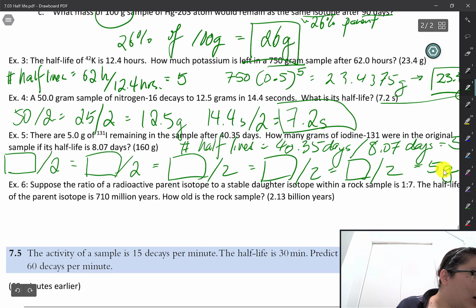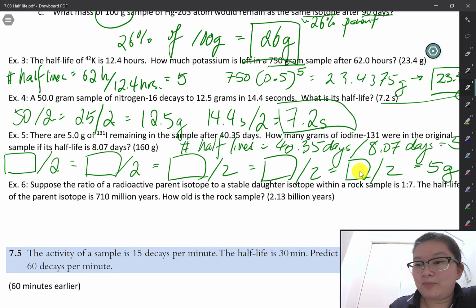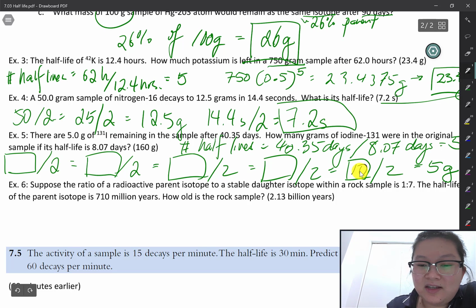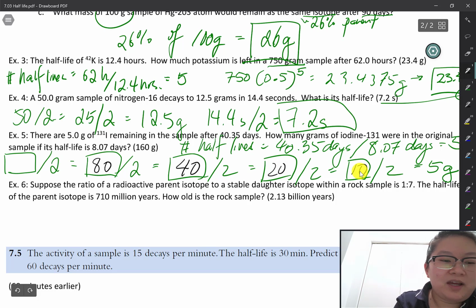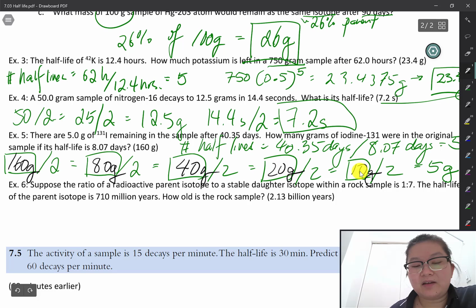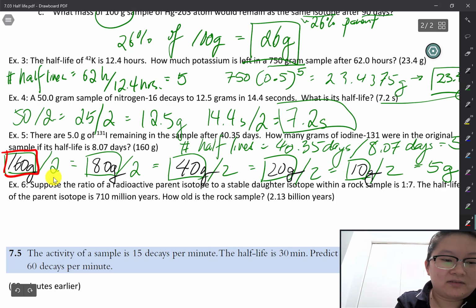So to go the opposite way, we have to double 5 grams 5 times in order to figure out the amount of the original sample. So we could do it this way. We double 5, which gives us 10. Double 10 gives us 20. Double 20 gives us 40. Double 40 gives us 80. Double 80 gives us 160 grams in total. So this is a very simplified way to help you figure out that your grand total is going to be 160 grams. Okay?